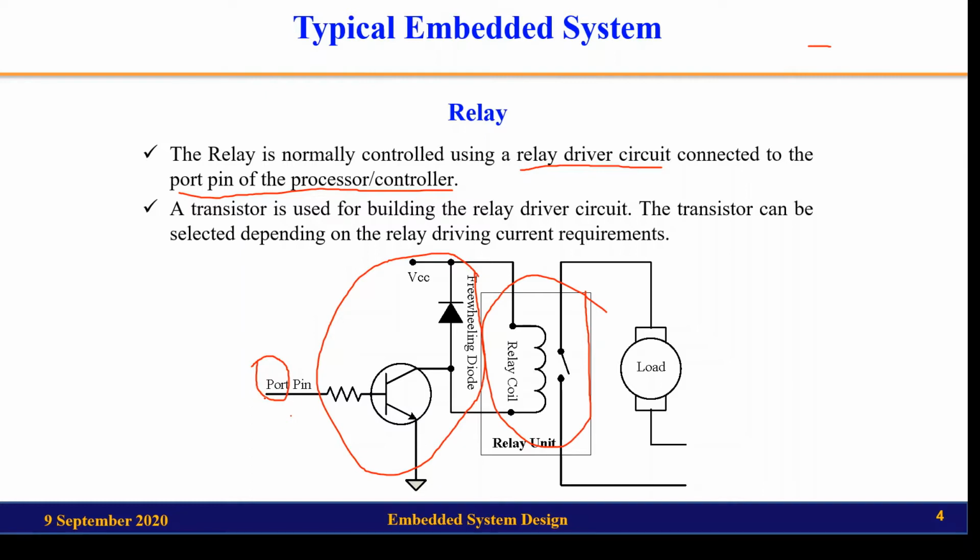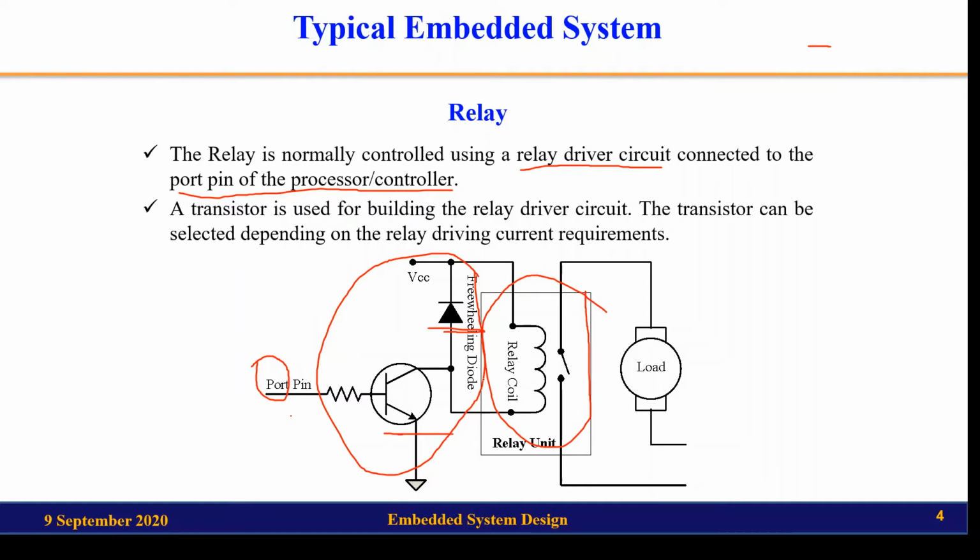So for building this relay circuit, there will be a transistor. That means in the relay driver circuit there will be a transistor and a diode, and this diode is called the freewheeling diode.